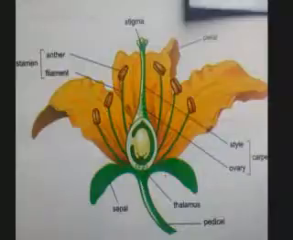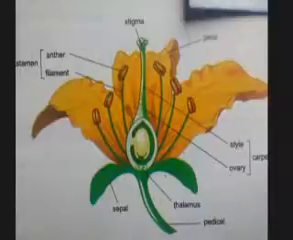Here in this diagram we can see different parts of the mustard flower. If we start from the downside, we can see a green color stalk like structure which is called pedicel. Pedicel provides support to the flower. It actually holds the flower. At the top of the pedicel there is a flattened tip which is called thalamus. Thalamus provides base for the whole flower.